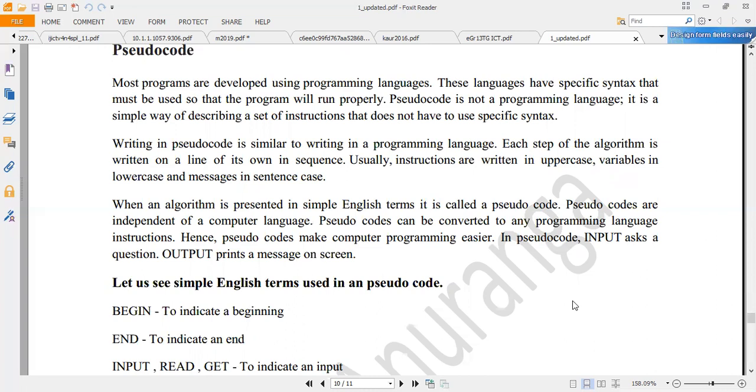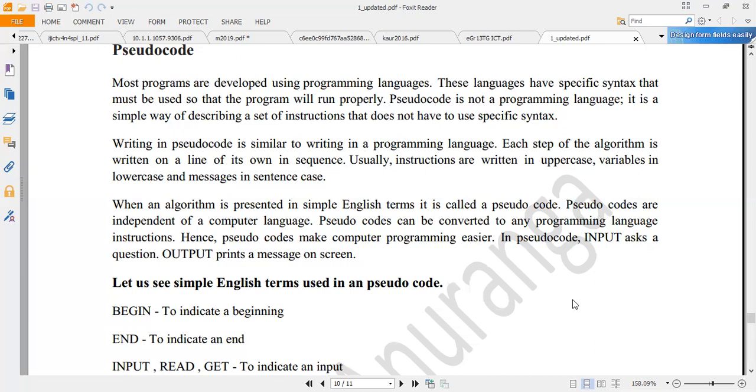Pseudocode is not a programming language. It is a simple way of describing a set of instructions that does not have to use specific syntax. Writing in pseudocode is similar to writing in a programming language. Each step of the algorithm is written on a line of its own, in sequence. Usually instructions are written in uppercase, variables in lowercase, and messages in sentence case.